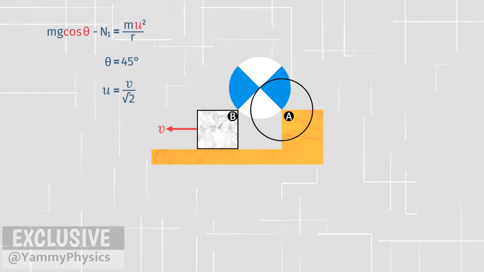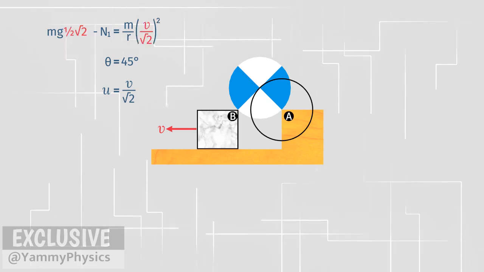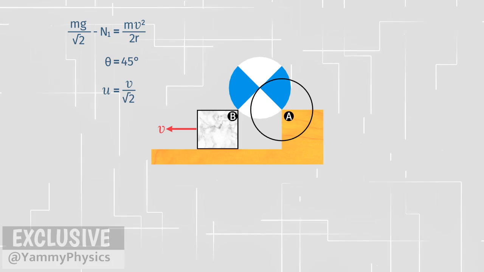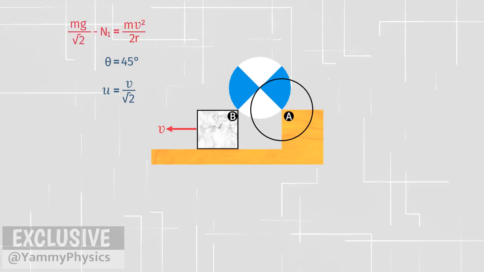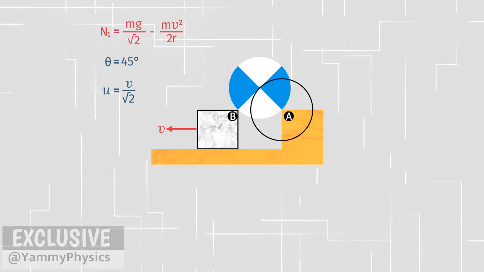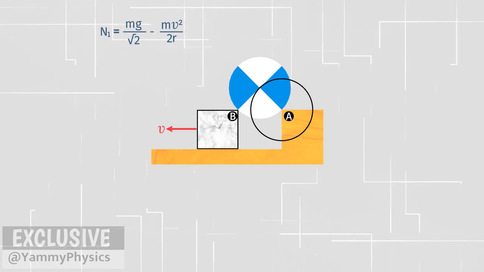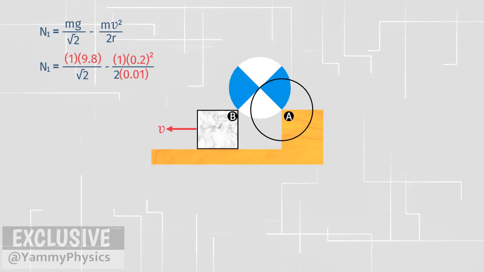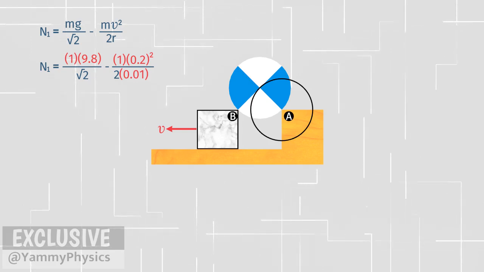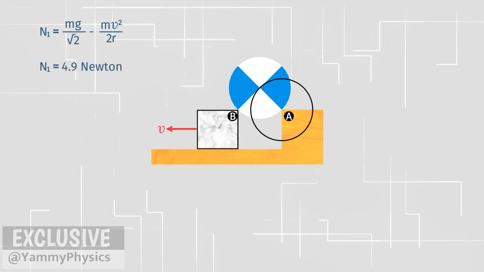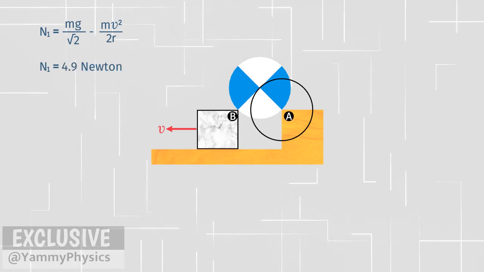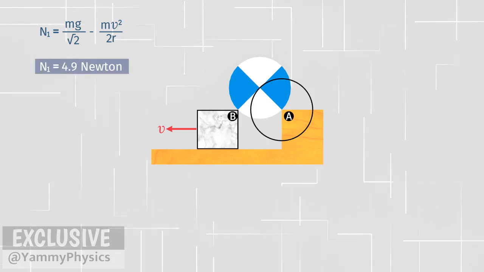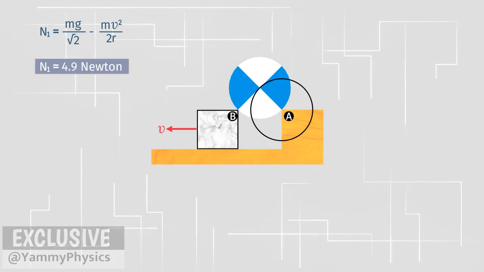We already know the values of U and cosine theta. Just substitute these two values into the original equation. This equation can be written as follows. Now we will look at some values on the problem sheet. Using a scientific calculator, N1 is about 4.9 newtons. You will get different answers when using different values of acceleration due to gravity.